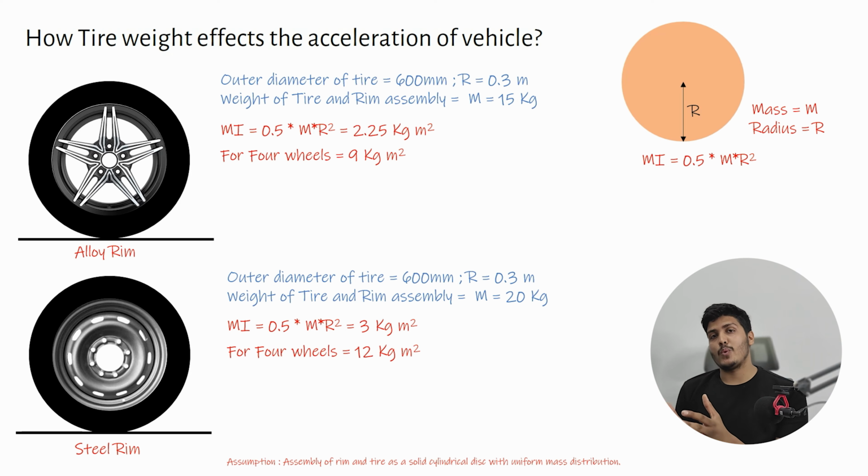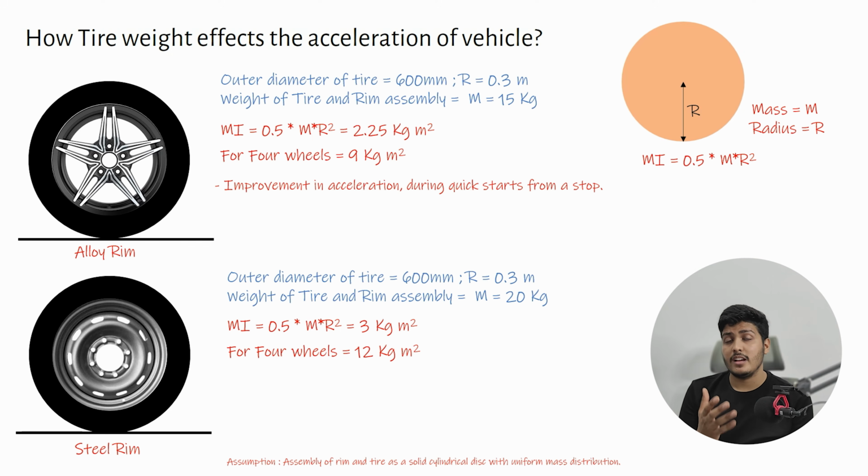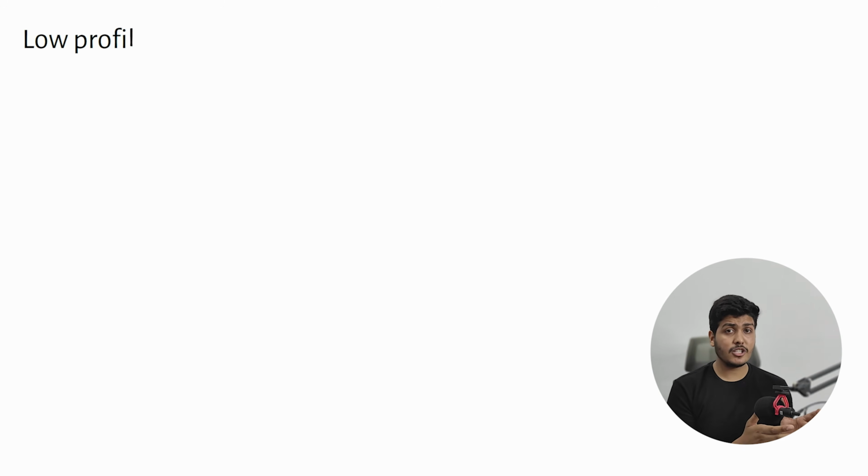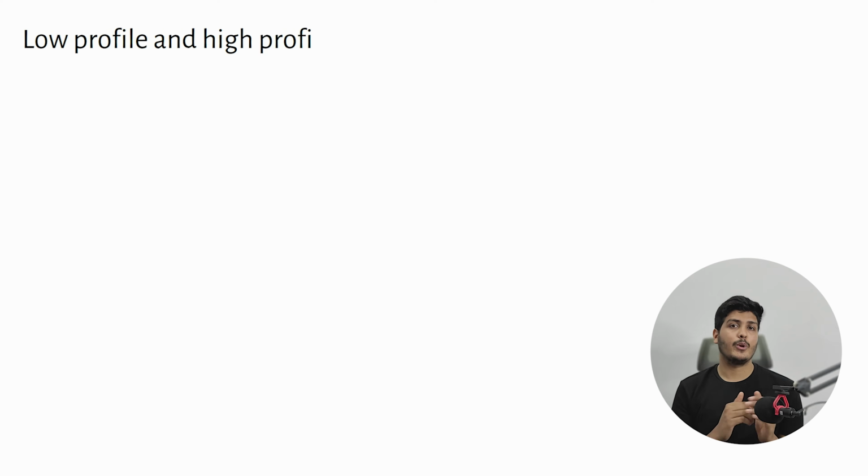A 3 kg meter square reduction in moment of inertia might seem small, right? But it contributes to an increase in acceleration, especially during a quick start from a stop. A lighter tire also reduces the unsprung mass, which enhances the handling and responsiveness of your vehicle. Now let's understand how the acceleration of a car changes due to high and low profile tires.